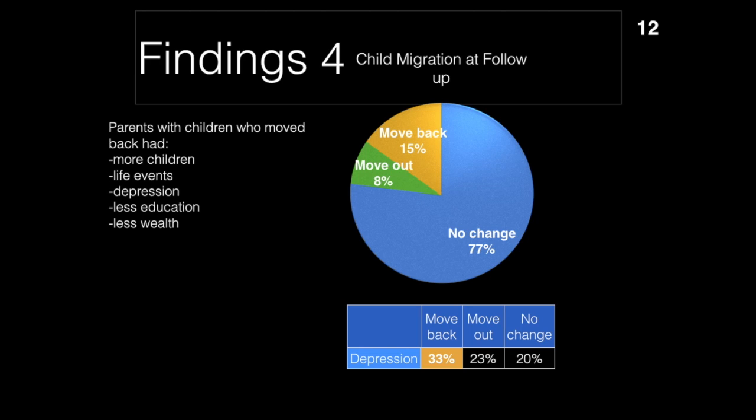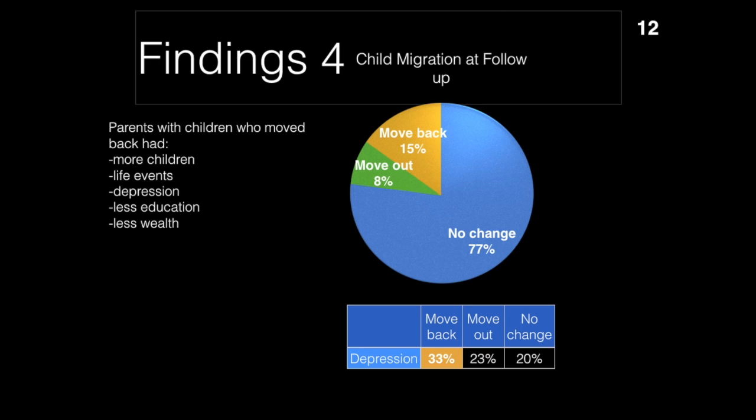The last finding was at follow-up. They looked at the change of children's migration after 1 year. They found 8% moved out, 15% came home, and 77% did not change. What is important here is that when the child moves back, the risk of depression in the parents increased. It was 33% when the child moved back, compared to 23% when the child moved out, and 20% when no change in migration.